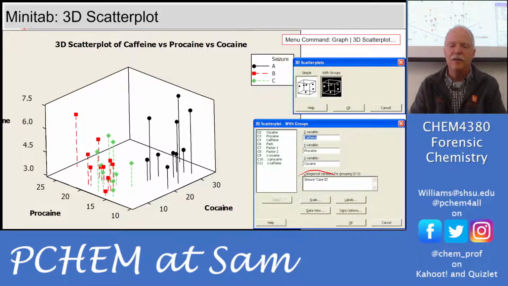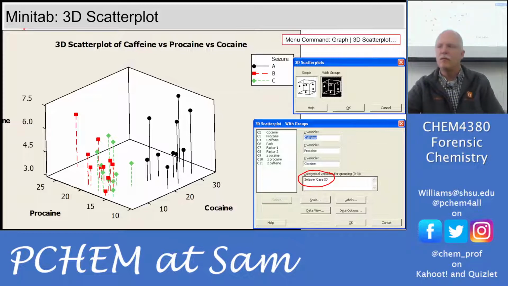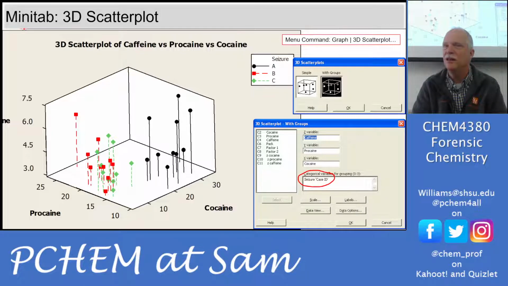And then down here is the groups that we have. So we have it grouped by seizure. Okay. And so we see up here these different groups are now different colors. So we have the A, B, and C groups plotted on here. And just looking at this, what do you see? Go ahead. B and C are... Yeah, B and C are all mixed together, and A is off by itself.